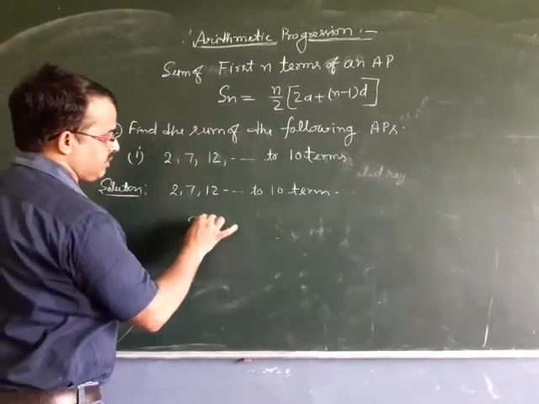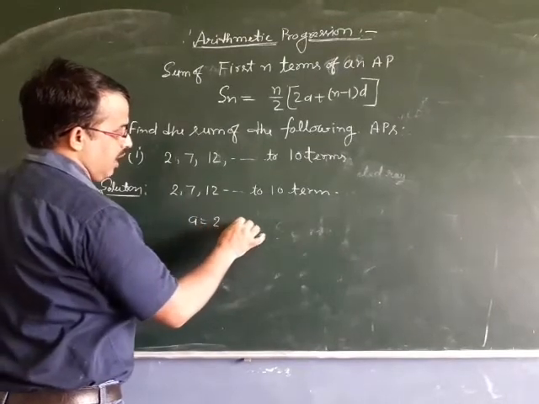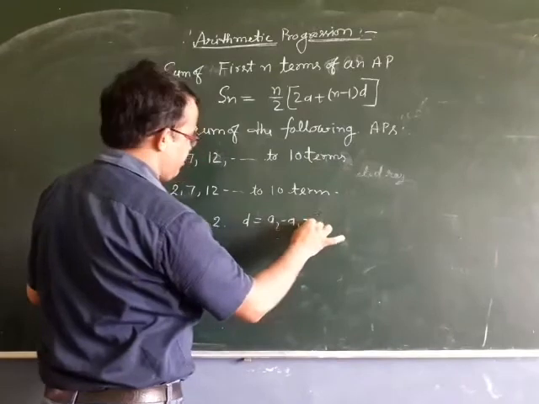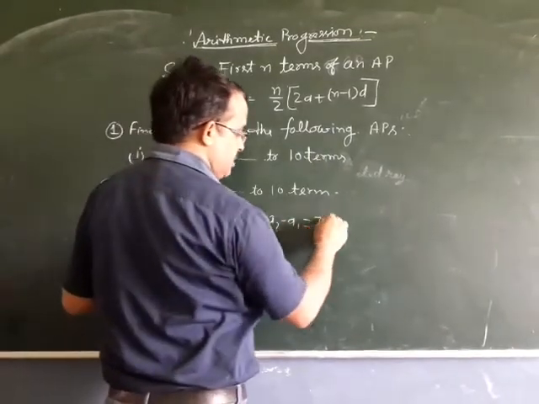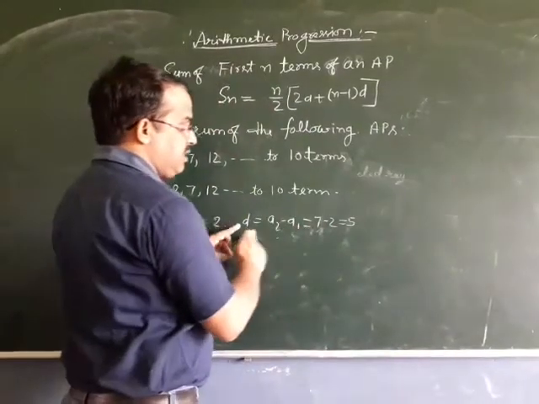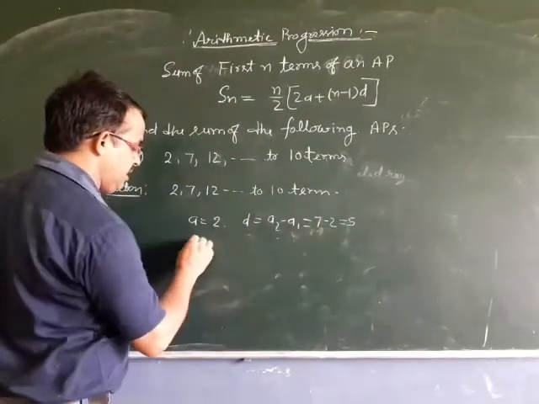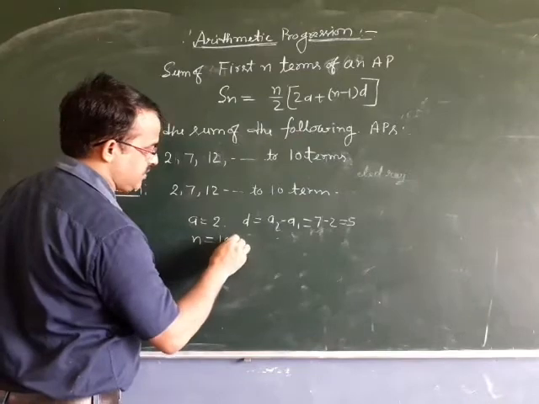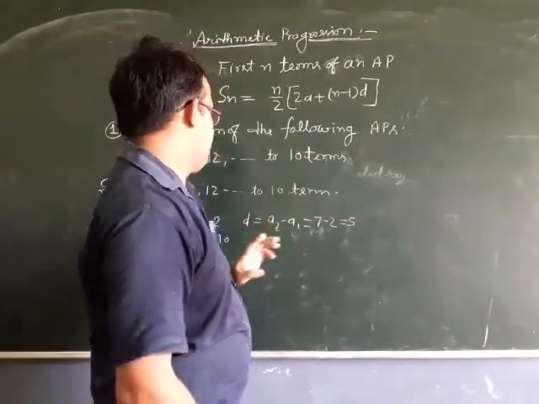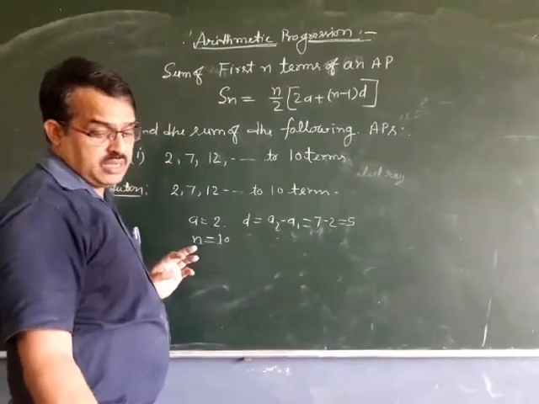a, the first term, is 2, and d is a2 minus a1. Here a2 is given as 7, minus 2, we get 5. So d is 5 and n is given as 10 terms. How many terms? 10 terms. Clear?